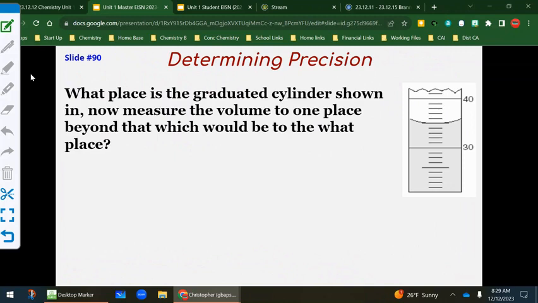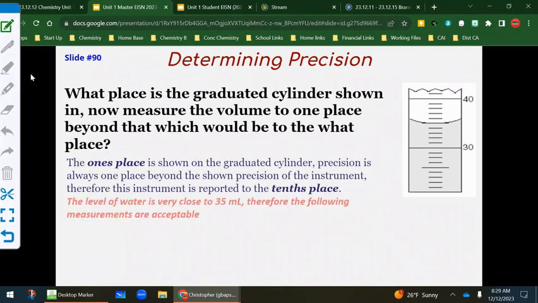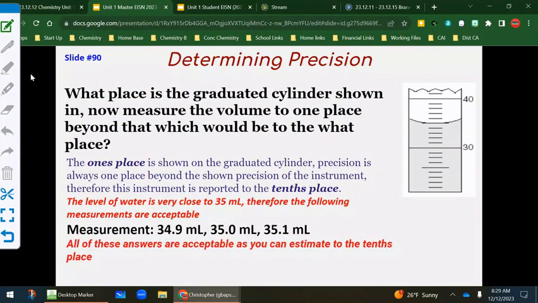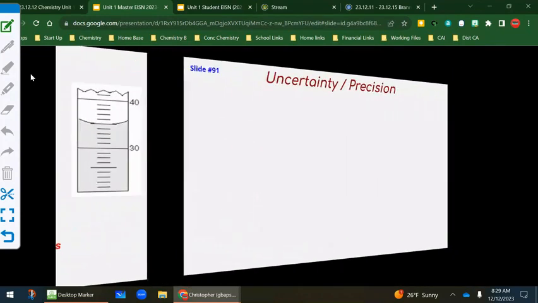All right, where's that water level come right out at? So how do we write 35 to the tenths? 35.0. 34.9, 35.1, anything like that. And don't forget the unit, milliliters, ladies and gentlemen. Questions? All right. All of these are acceptable as long as your estimated digit is in the tenths place.